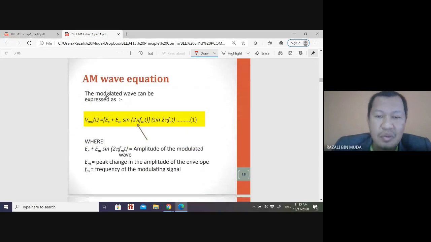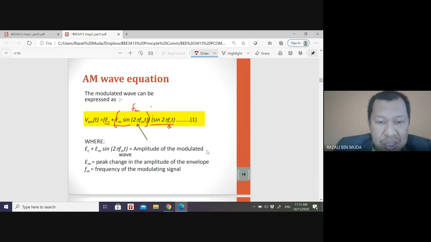So what happened during modulation? During modulation, the signal is combined or mixed together. In terms of electrical, the equation becomes (Ec + Em sin 2π fm t) times sin 2π fc t. Darab. Apa yang darab ni? Ini ialah Fc. Ini ialah Fm, modulating signal. Where Ec plus Em is the amplitude of the modulated wave.